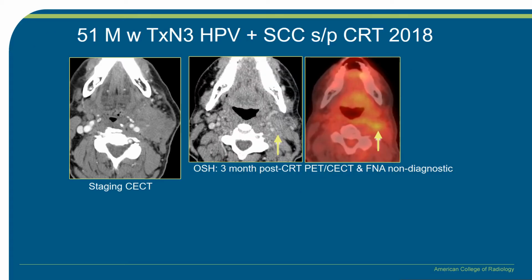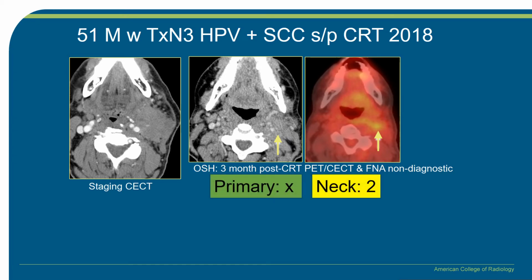Here's an example of an N3 node in the neck. This is larger than 6 centimeters. Often on the immediate 3-month post-treatment baseline, you will see some residual enhancement in this tissue and some residual FDG uptake. So this cannot get a NI-RADS 1. This would be a NI-RADS 2 at least, recommending short interval follow-up.